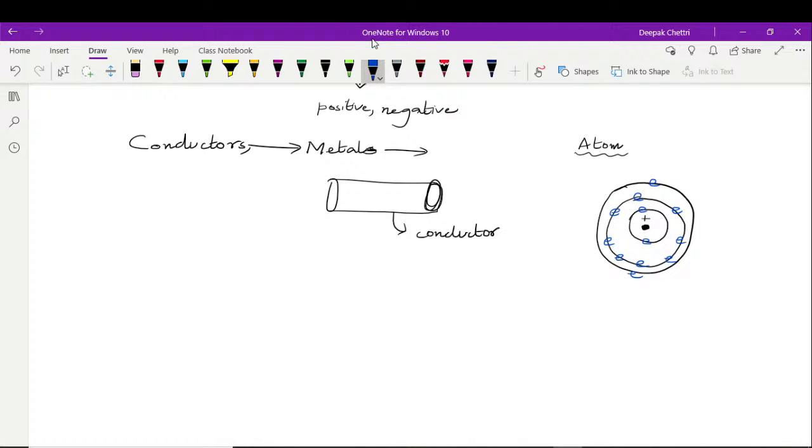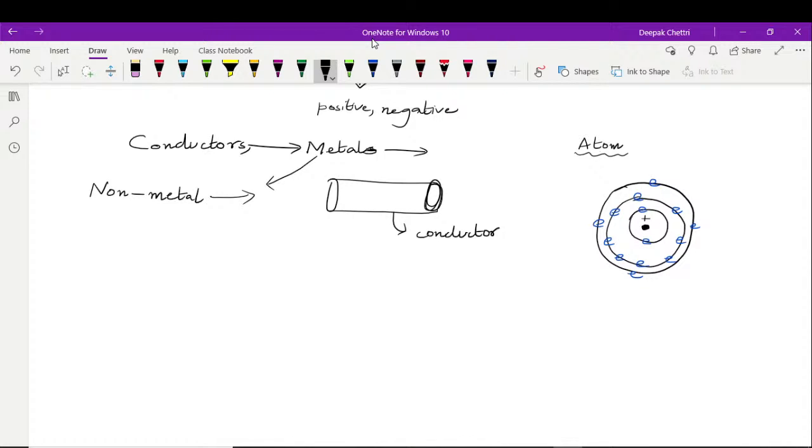Now if I ask you what is the difference between a conductor and a non-conductor based on this, right? First of all, I said conductors are mostly metals. Metals are conductors, and non-conductors will mostly be non-metals. I am not saying all non-metals are insulators, or that all metals are conductors, but mostly it will be metals which are conductors and non-metals which are non-conductors, right. Now, on the basis of this diagram, what is the difference between the two?